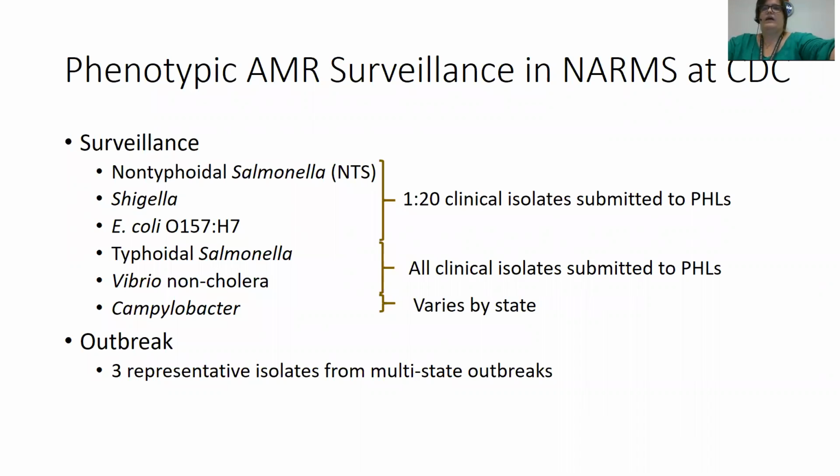We also look at every typhoidal Salmonella and Vibrio non-cholera that is forwarded to us at CDC, as well as Campylobacter, and that scheme varies by state. Since Campylobacter is difficult to culture, not all states do it, so we only have certain participants sending us Campy. In terms of outbreaks, our program looks at 3 representative isolates from multi-state outbreaks.